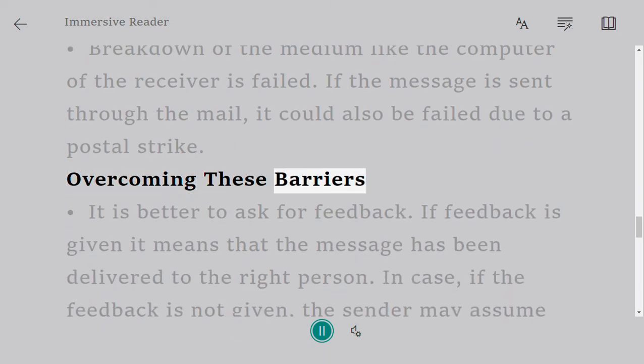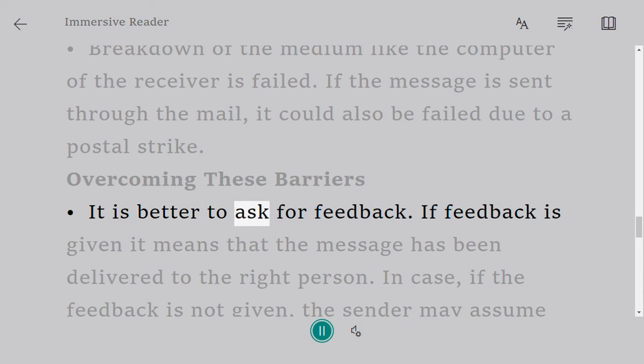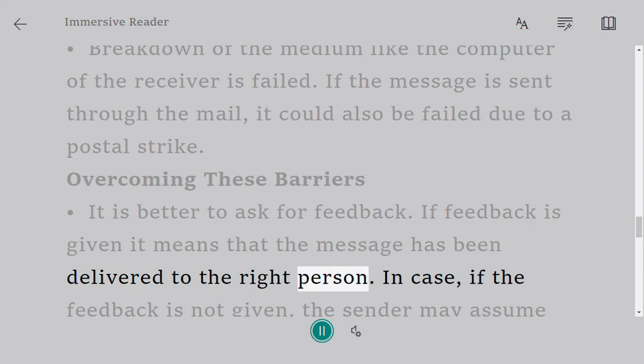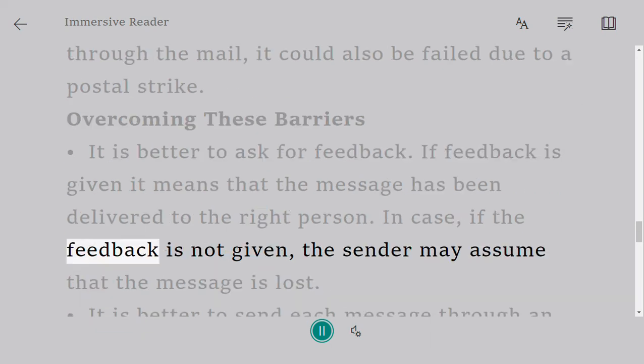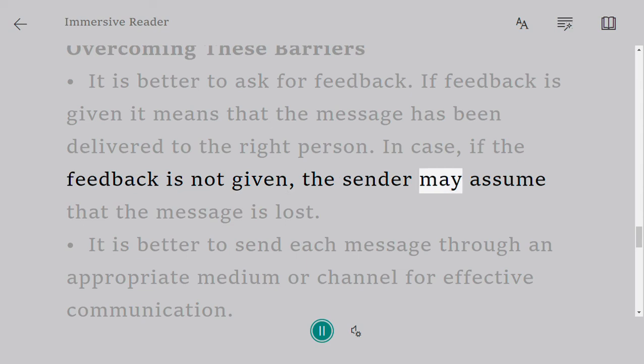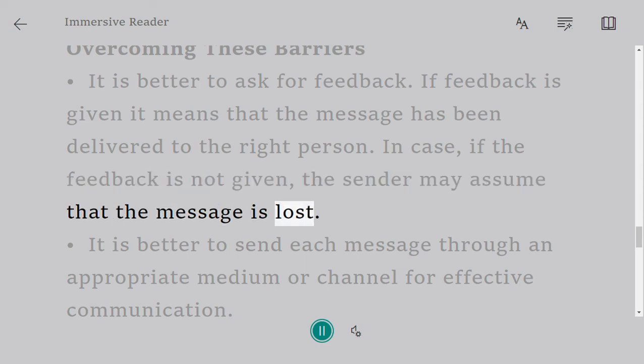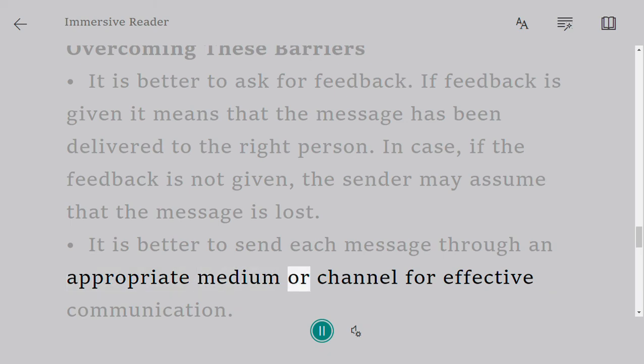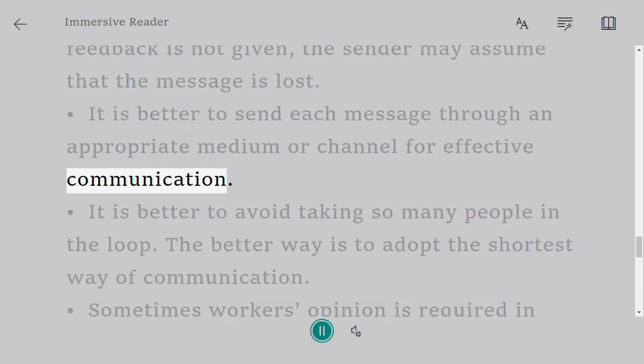Overcoming these barriers. It is better to ask for feedback. If feedback is given, it means that the message has been delivered to the right person. In case the feedback is not given, the sender may assume that the message is lost. It is better to send each message through an appropriate medium or channel for effective communication.